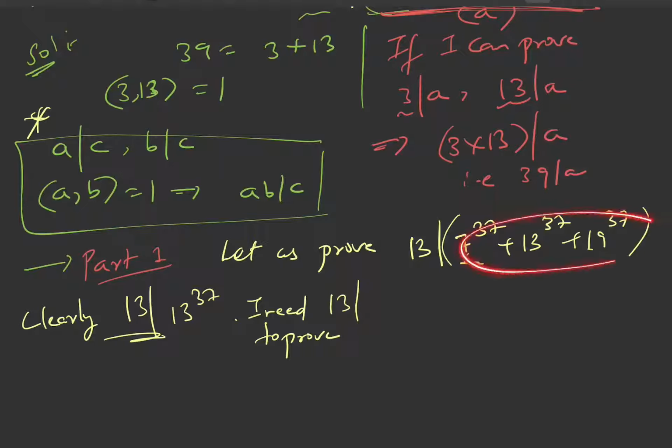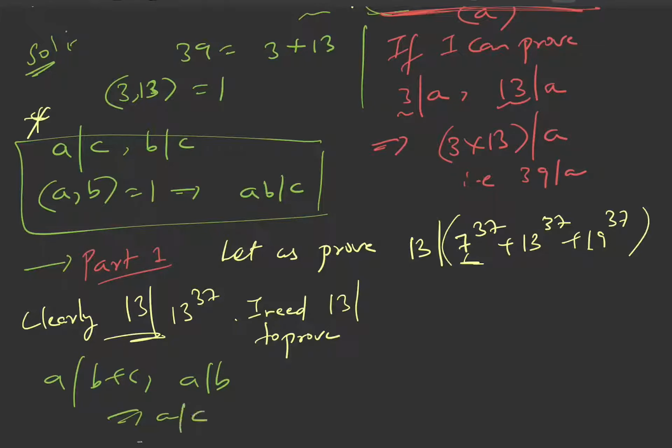Because if this entire thing is a multiple of 13, and if this individual term is a multiple of 13, then the remaining term also should be a multiple of 13. We have discussed this property already so many times: A divides B plus C, and A divides B, means A divides C also. So I need to prove that 13 divides 7 power 37 plus 19 power 37.